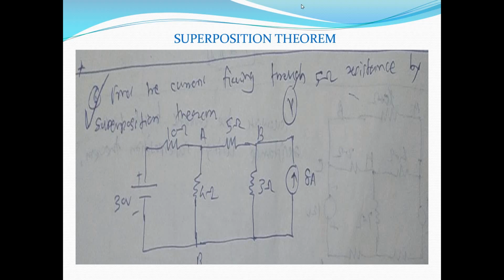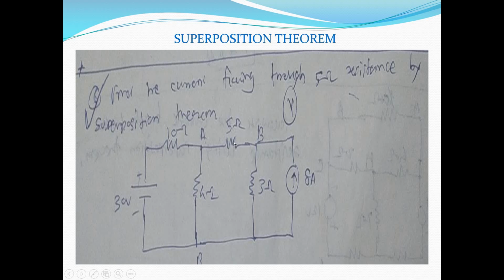So here we'll consider this example of a simple circuit in which two sources are present. That means one is a 30-volt DC source, and the second one is an 8 ampere current source. As the condition for superposition theorem, there should be a minimum of two sources. So in this case, there are two sources. That means the condition is fulfilled. We can apply the superposition theorem.